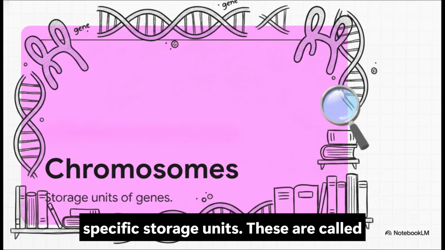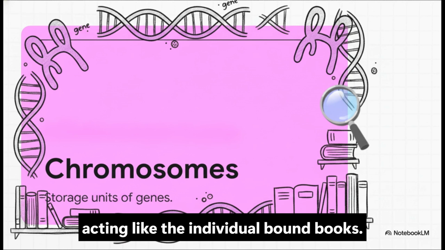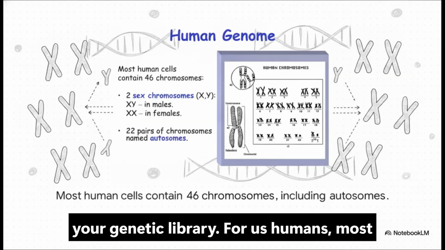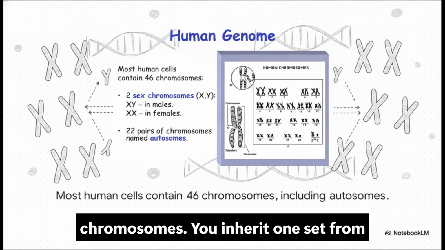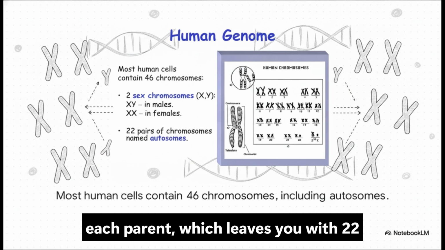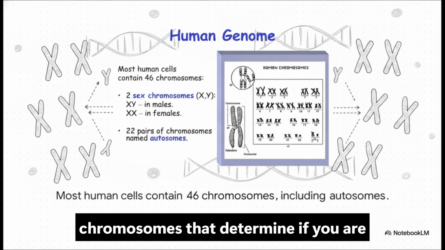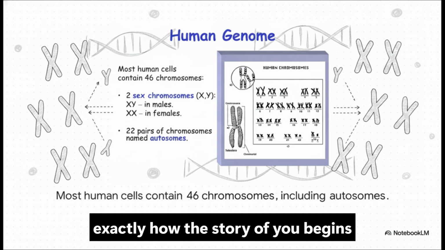These are called chromosomes. You can imagine chromosomes acting like the individual, bound books sitting right there on the shelves of your genetic library. For us humans, most of our cells contain exactly 46 of these chromosomes. You inherit one set from each parent, which leaves you with 22 pairs of autosomes, plus the 2 sex chromosomes that determine if you are biologically male or female. This is exactly how the story of you begins.